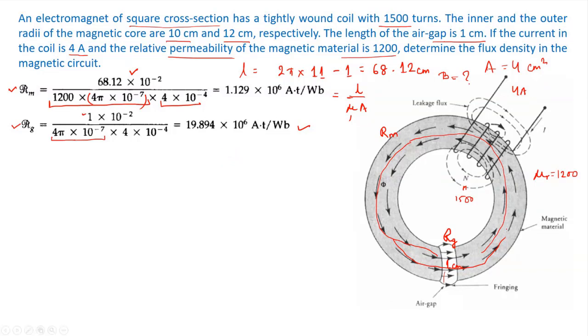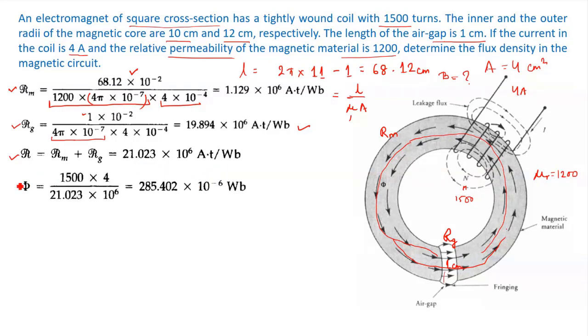Okay, so now after finding both the reluctances, I can add them in order to find the net reluctance offered to the flux path, that is Rm plus Rg. If I add it, it will give me around 21.023 into 10 to the 6 ampere turn per Weber. Now from this expression I can find phi.